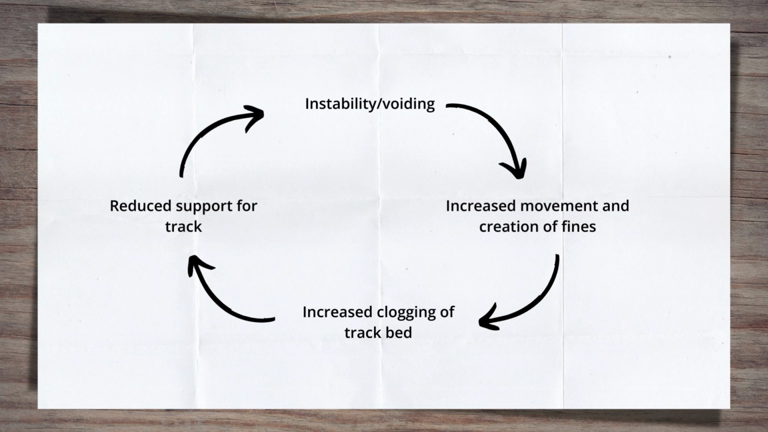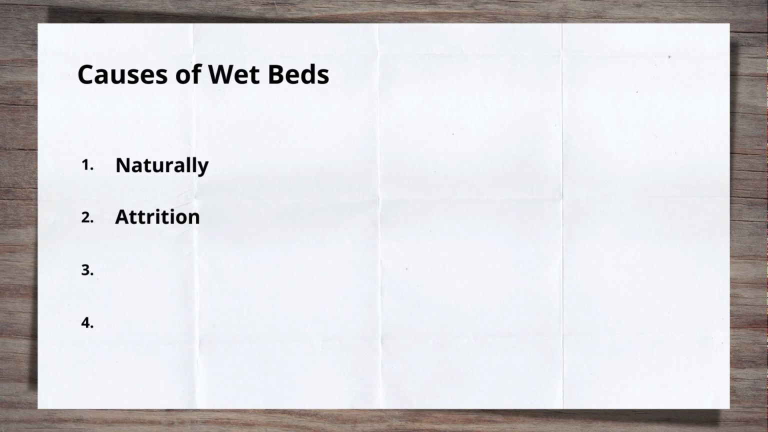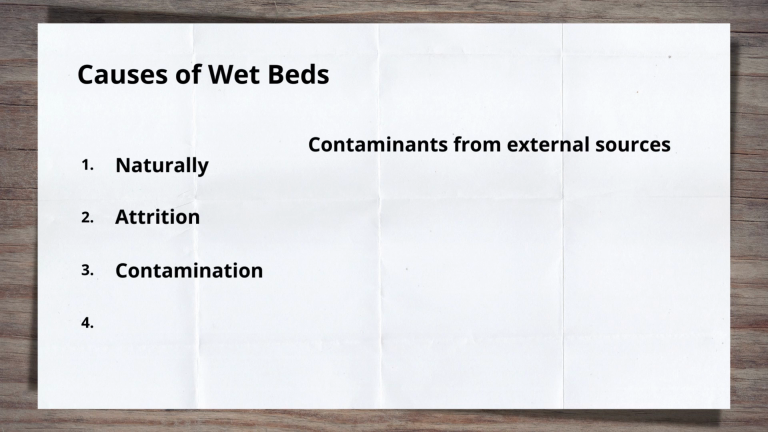Throw in some tamping or maintenance works to try and address the track movement, which in turn creates more dust, and you're on a hiding to nothing. Our third failure type is surface contamination. It isn't only dust from the ballast itself that can clog it up. A common issue is contaminants getting onto the track from an external source.